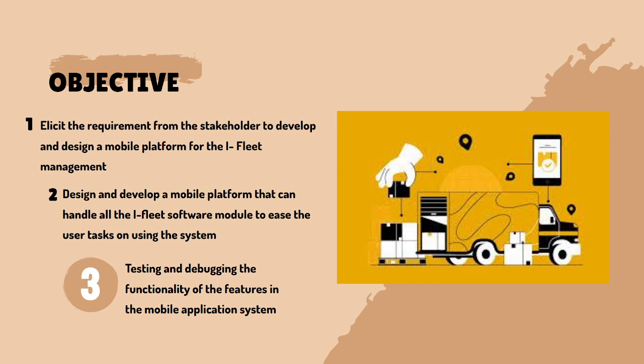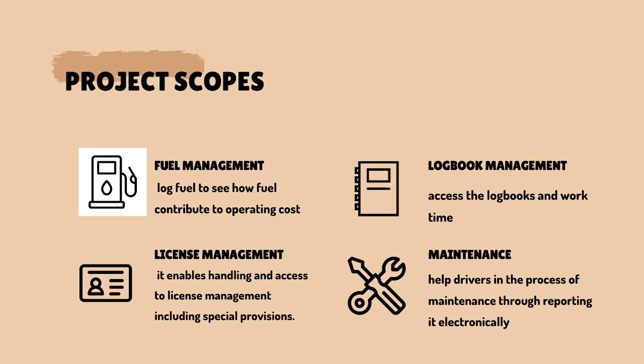The project scope consists of the logbook management, which is needed to access the logbook and work time. Maintenance is to help the driver in the process of maintenance reporting electronically. For the fuel management, the driver can manage their fuel consumption by logging fuel to see how fuel contributes to operating costs. Lastly, the license management enables handling and access to license management including special provisions.